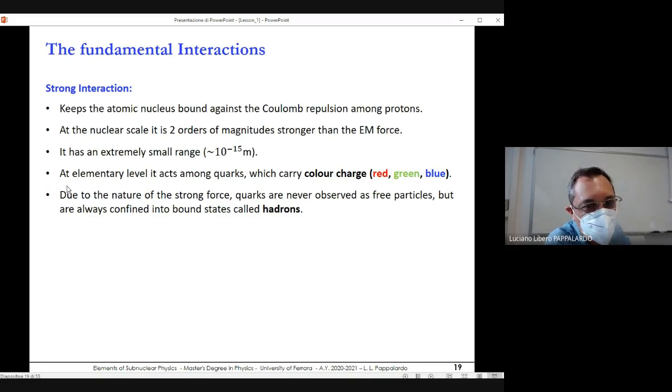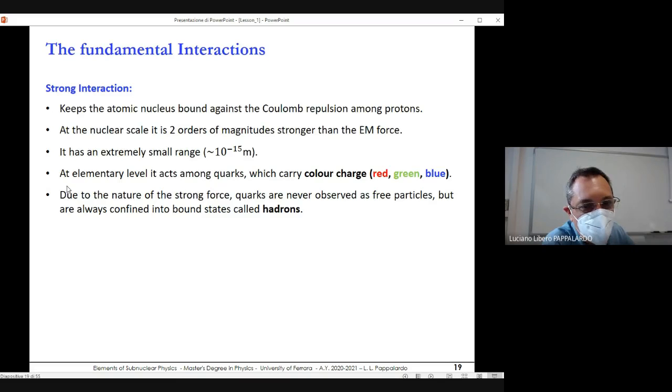And indeed, at the nuclear scale, the strong force is something like two orders of magnitude stronger than the electromagnetic force. And this is why we do have stable and bound nuclei. It has an extremely small range, of the order of 10 to the minus 15 meters, which is, as you probably know, the size of the proton.